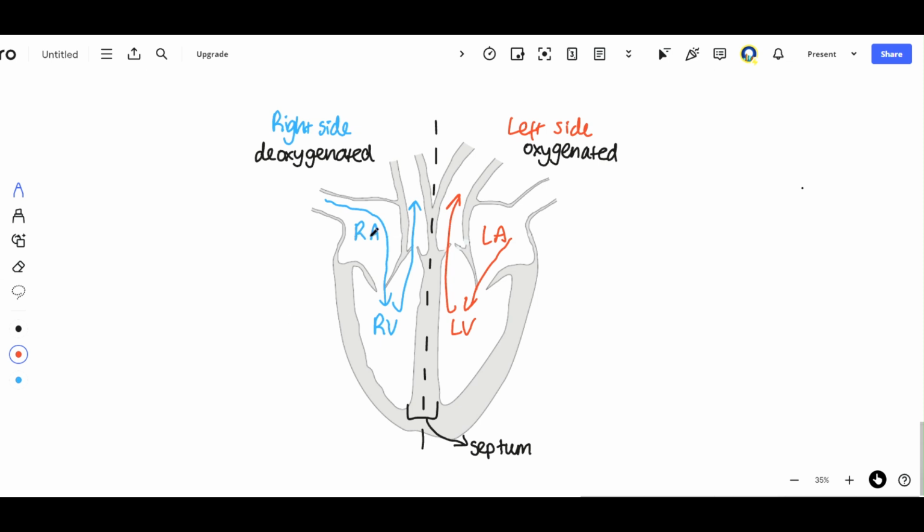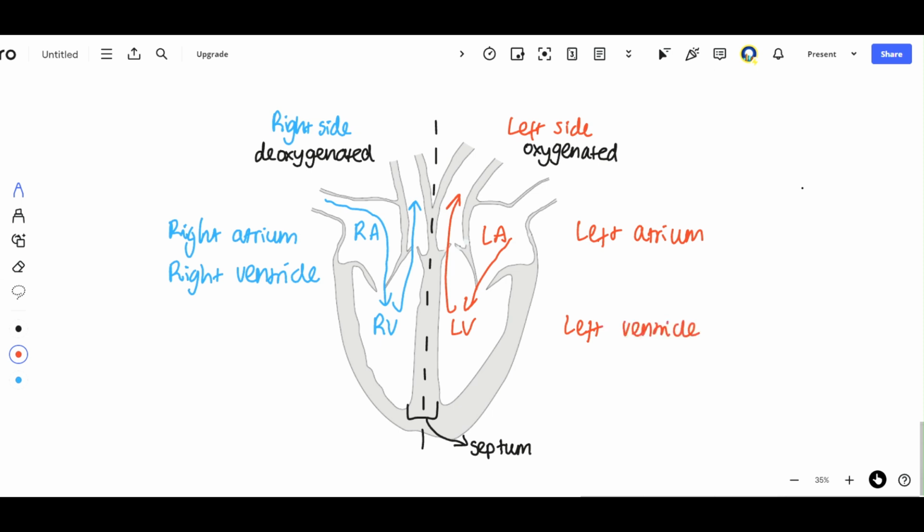Right, so RA stands for right atrium. RV stands for right ventricle. Okay, I will just write these out really quickly. So let me get the blue color. Right atrium. And then you've got the right ventricle. Okay, and here you've got the left atrium, and then here you've got the left ventricle, right?